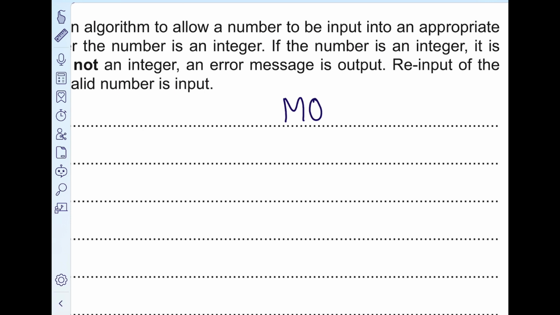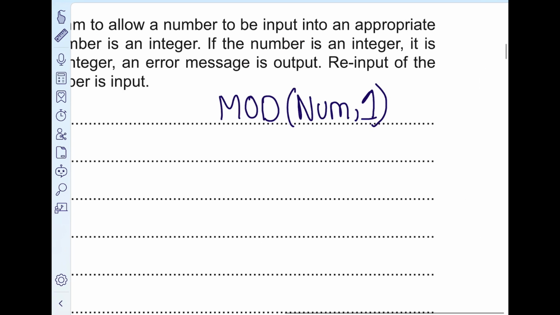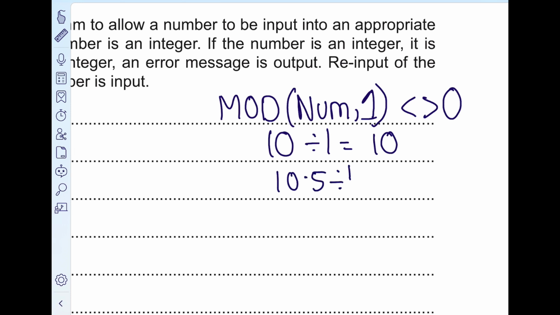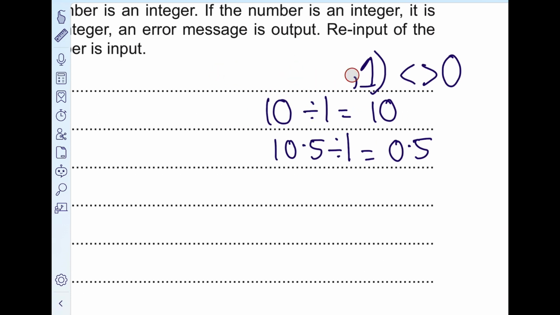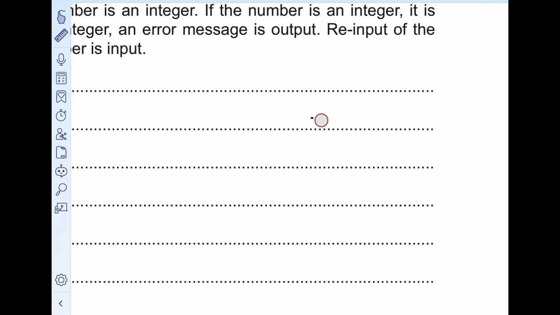Let's say mod of the number comma 1. So what we're doing is dividing the number by 1, and if the remainder is not 0, that means it's not a whole number. For example, if you do 10 divided by 1, you would get the answer as 10 with no decimal points. So the remainder is actually 0, so mod would return 0. If you do 10.5 divided by 1, the mod will give us the answer as 0.5 because that's the remainder. So in that case, that's an error. And this is how we're going to check whether the number is an integer or not. You will get it much better when I do the problem.